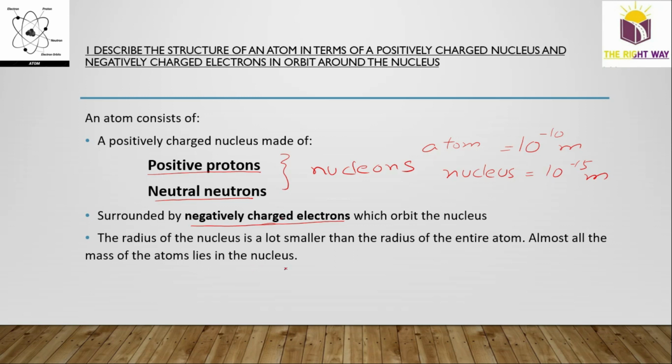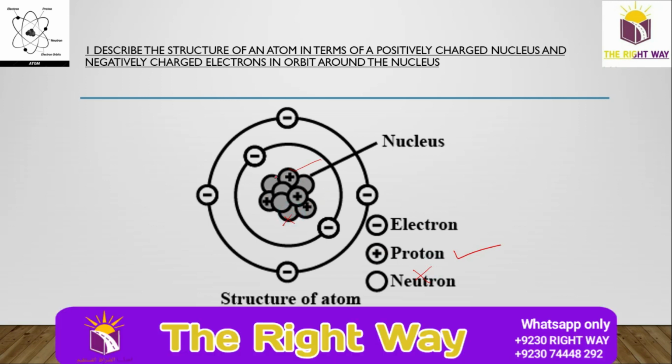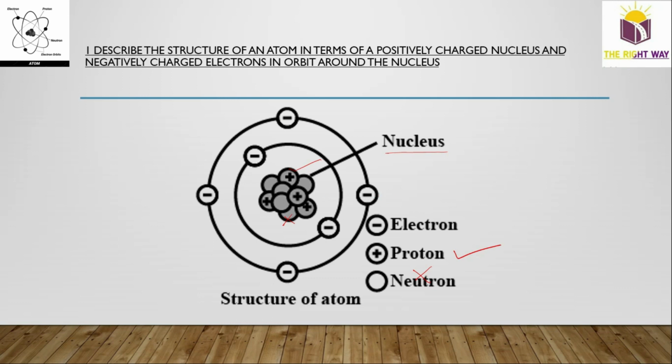Why we said that almost all the mass of the atom lies in the nucleus, we will discuss in the next topic. Okay, here is the structure of the atom in which the positive particles, those are protons, and the neutral particles, those are neutrons, are present at the center of the atom, which is called the nucleus of the atom, while electrons revolve in circular orbits around the nucleus.